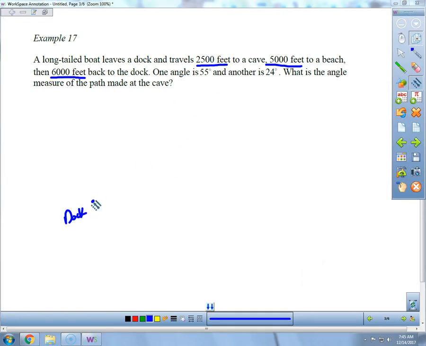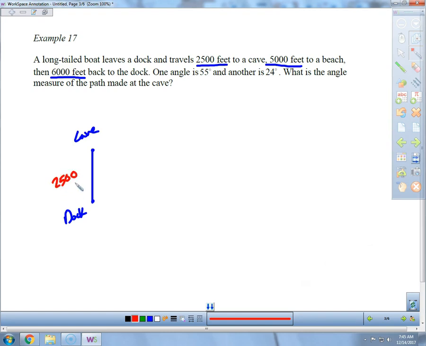Travels 2,500 feet to the cave. They didn't give directions. I'm just going to go a certain distance here. I'm going to say that's the cave. So this distance is 2,500 feet. Now from there it goes 5,000 feet to a beach and then 6,000 feet to get back to the dock. So let me think about that here. I've got to go 5,000 feet somewhere to a beach, and then my distance from the beach back to the dock has to be a little bit longer than that.